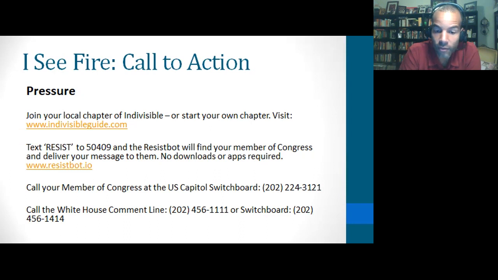There's also a switchboard at the Capitol, so you could call the people. There's a comment line or switchboard at the White House, and you could call them. That was disabled for a time during that administration. But anyway, it exists.